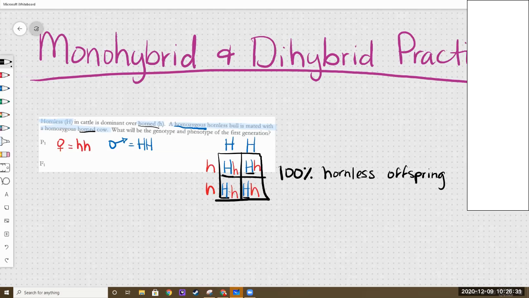them would be capital H. So we'd have 100% too. But if at least one of them is capitalized in the box, then that would be the dominant trait, okay?